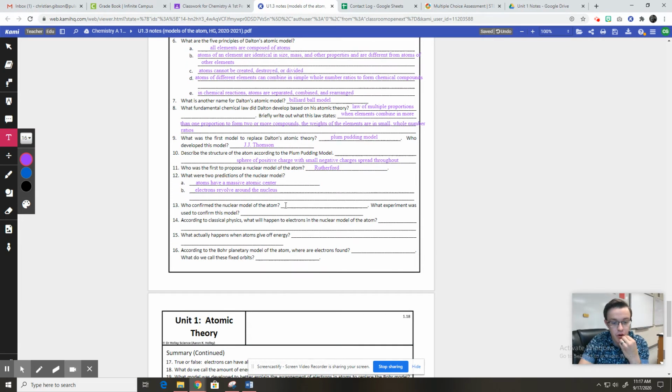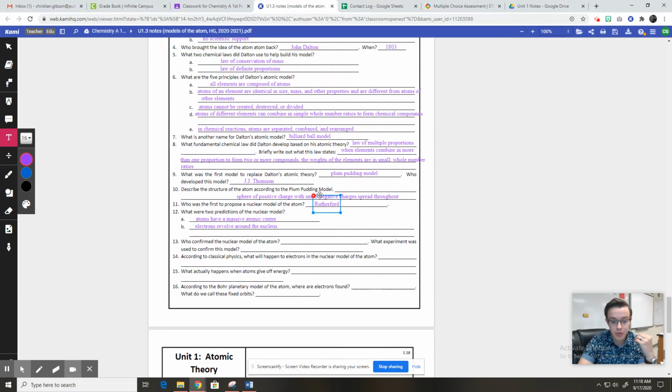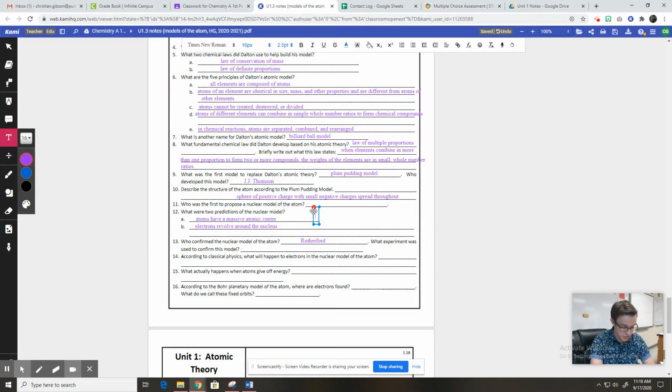So who confirmed the nuclear model of the atom? Actually, sorry, I misspoke. That was not Rutherford. Rutherford was the first one to confirm it. The first person to propose it without testing it was this dude here. My bad. Nagaoka. Okay, so what experiment was used? That was the gold foil experiment. You guys actually did a simulation where you recreated that experiment, which is pretty cool.